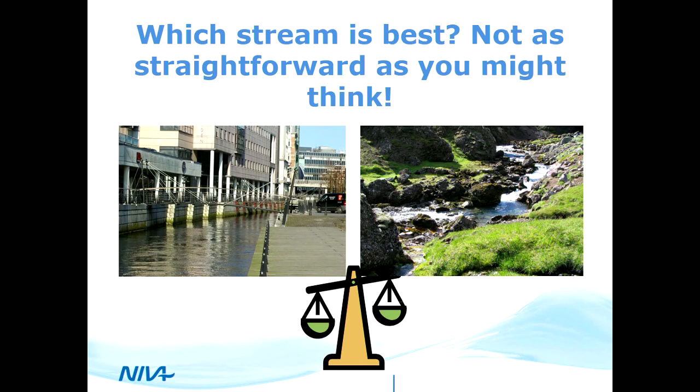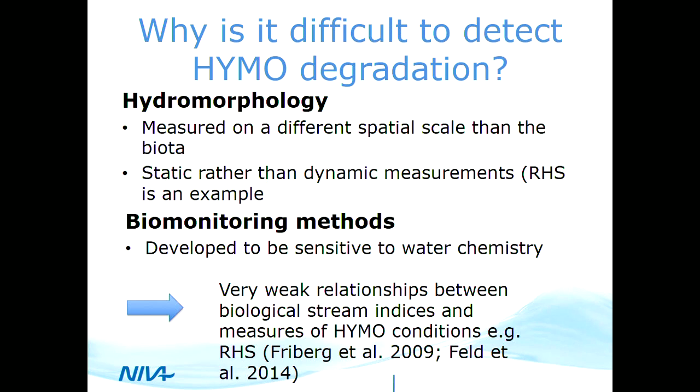Why is the urban river on the left worse than the natural mountain river on the right? So we should say this is a no-brainer, but it's actually not really. I mean, it's often very, very difficult to separate the two. So why is this the case? This is why I start with a bit about the issue of measuring hydromorphology before I go into multiple stress. Hydromorphology is measured on a different scale.